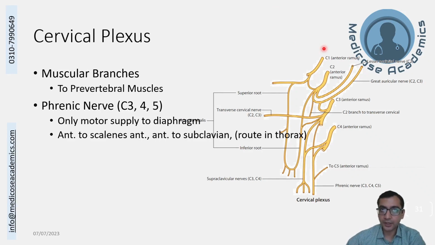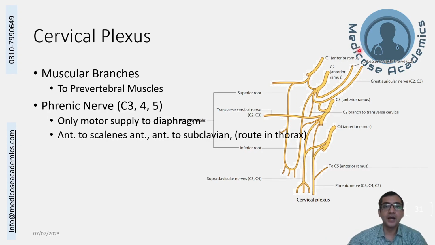Then there are the muscular branches. We are done with the infrahyoid muscles, the muscles in the front. Then the muscles left are the prevertebral muscles, anterior group and lateral group. The anterior group includes longus colli, longus capitis, and rectus capitis anterior, rectus capitis lateralis, and on the lateral aspect there are the scalenus anterior, medius, and posterior.